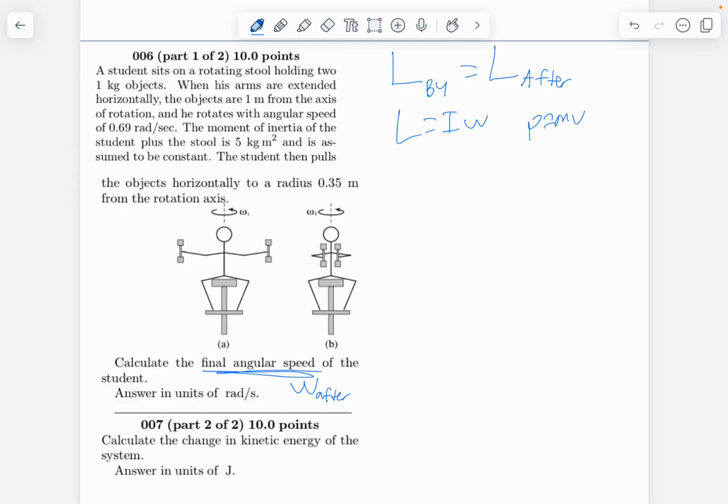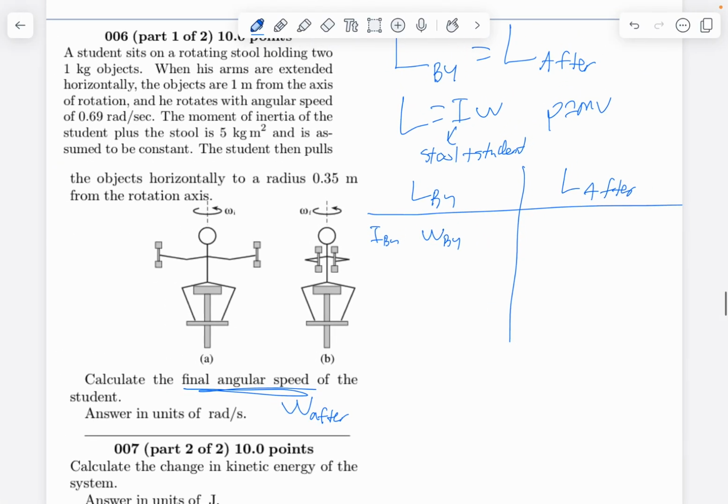So L before. So that is I before. So the moment of inertia before is the stool plus the student. So if I do my L before, I'll just make a little chart. So like L before, then L after. So that's I before times omega before. So I before is the stool plus student and the weights.